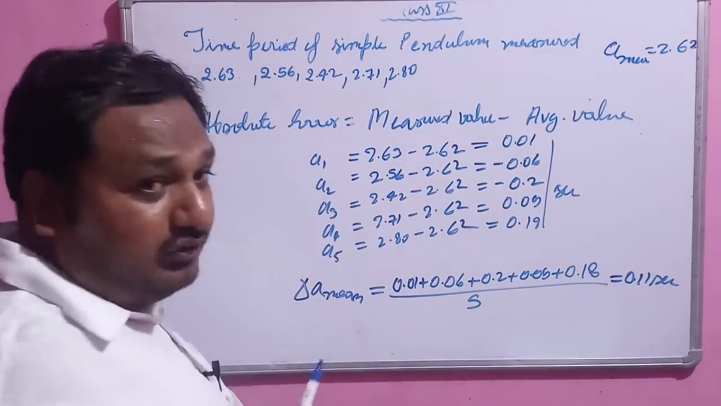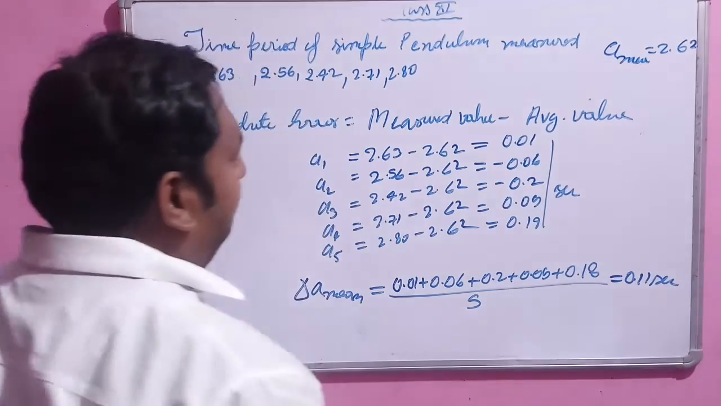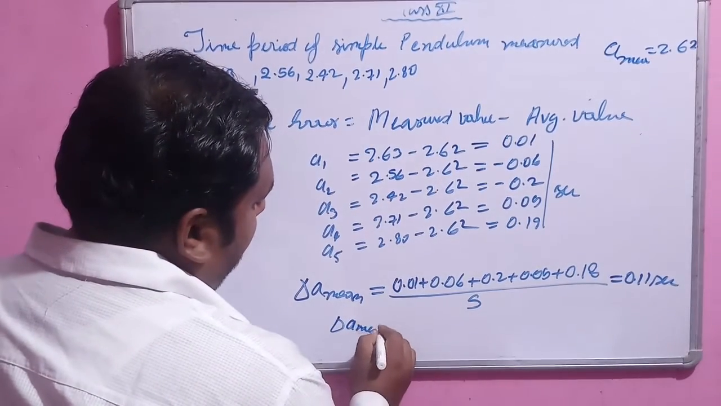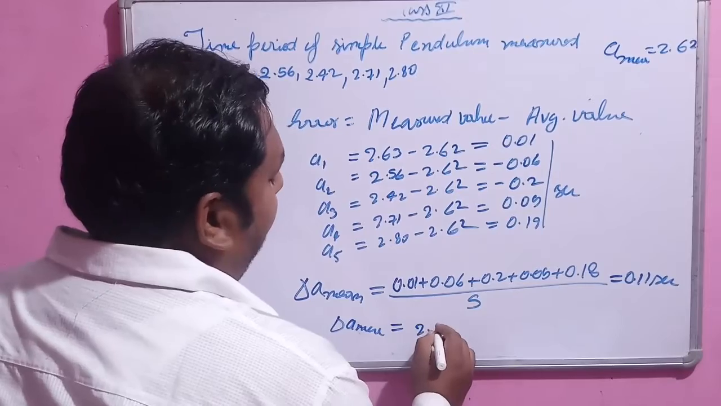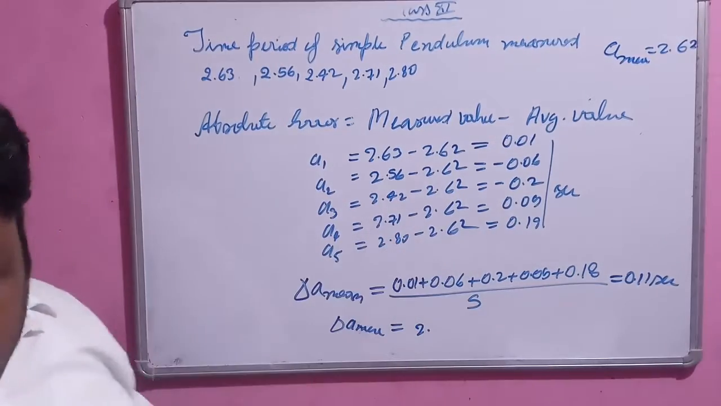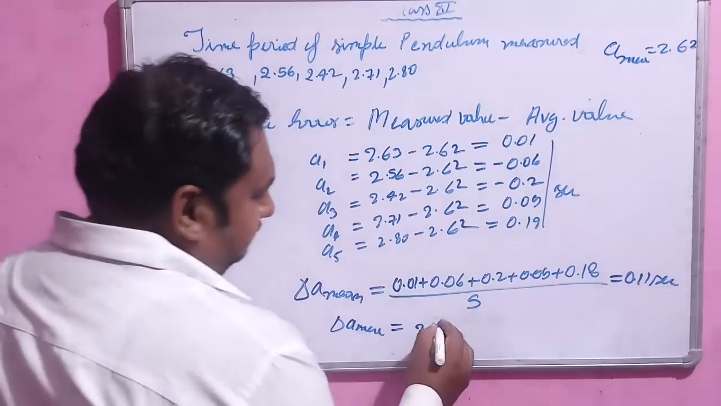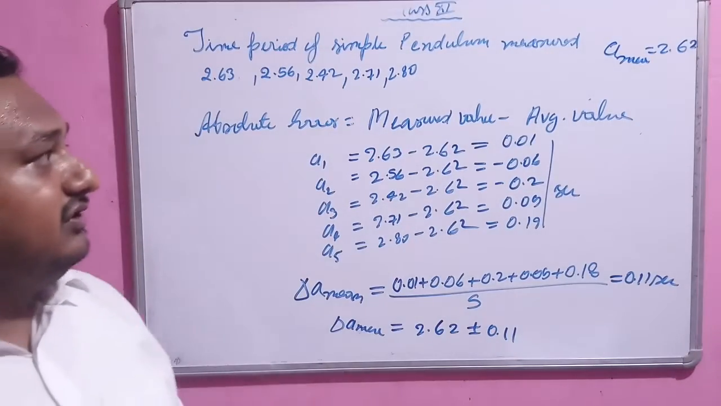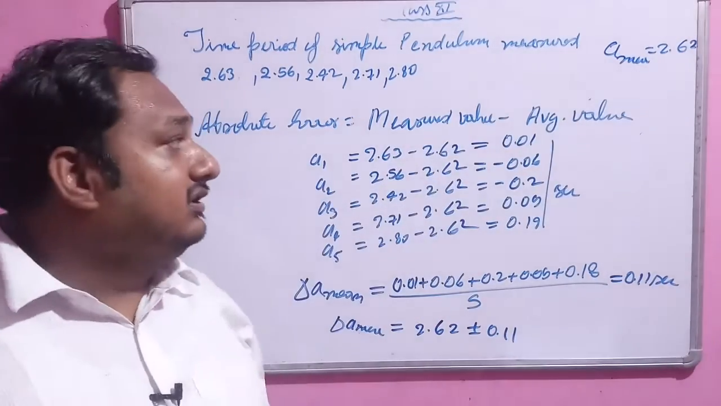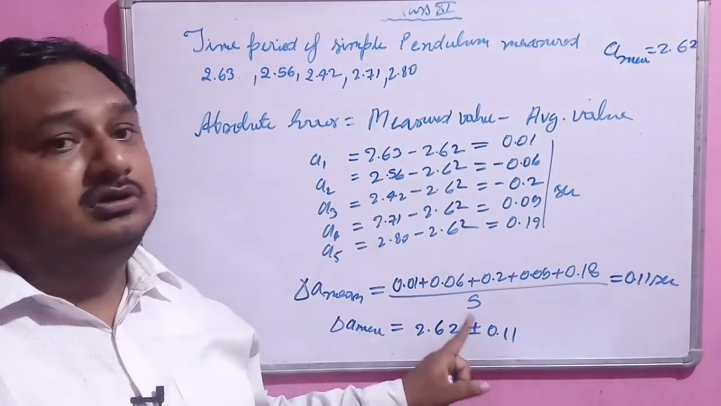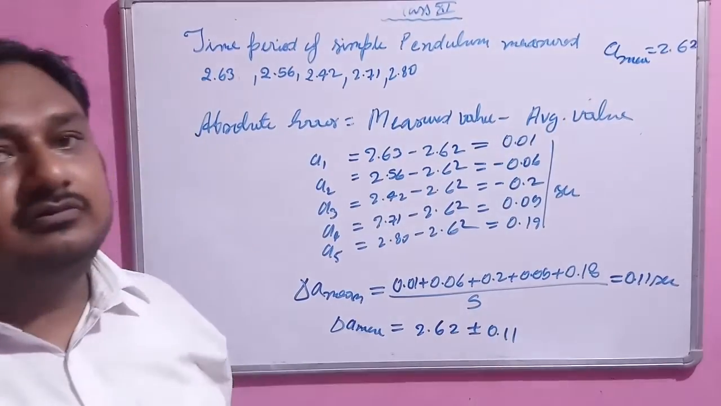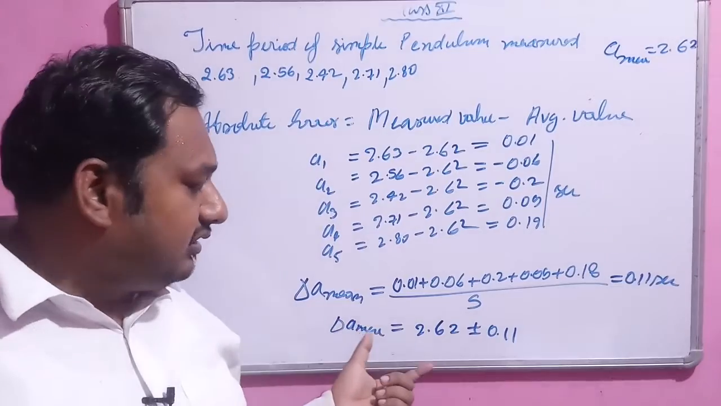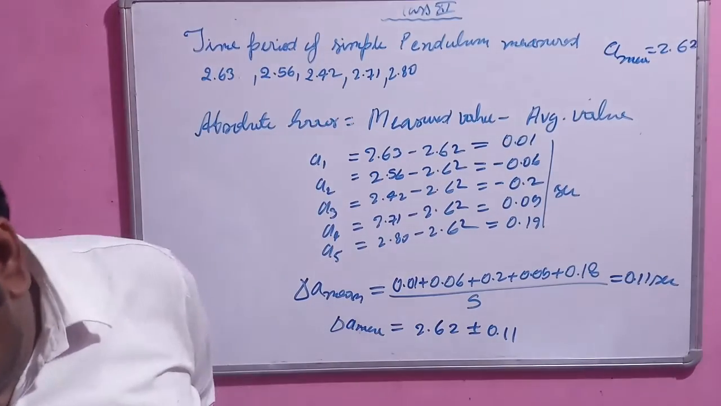Now how to represent the mean absolute error? The mean absolute error can be written as del A mean. 2.62 plus minus 0.11. 2.62 is our mean value, and 0.11 is nothing but our mean absolute error. So this is the representation of the mean absolute error.